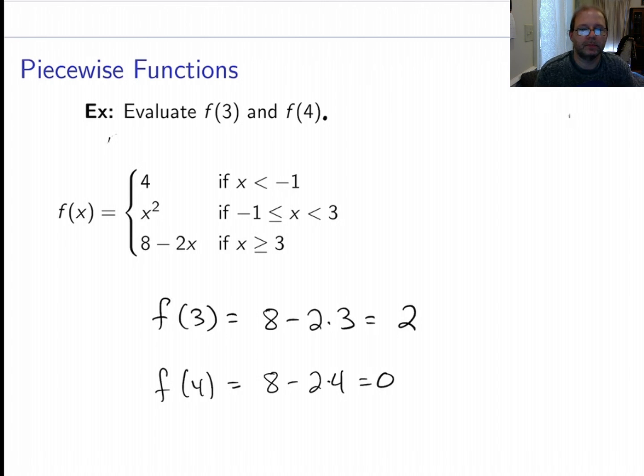And that's pretty much all we need to do with piecewise functions.